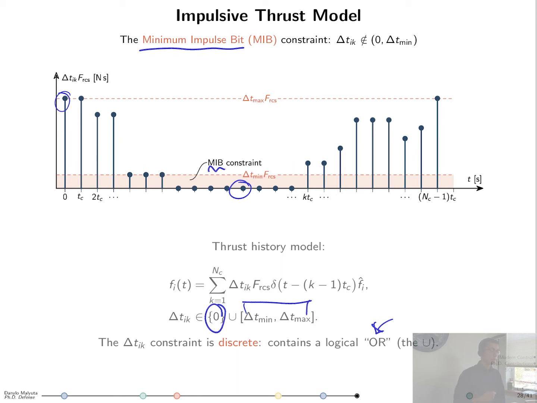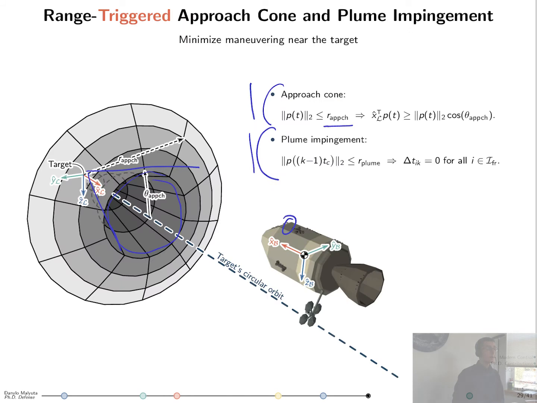So you have a decision to make each time that you fire a thruster. Do you fire it not at all, so you keep it silent? Or if you fire it, do you do so for some minimum amount of time? So there's a minimum impulse that gets imparted on your spacecraft. This is represented by a logical OR constraint in the optimization, which means it's a discrete logic constraint that's difficult to handle. Other discrete logic constraints in the problem are the approach cone and the plume impingement constraint.